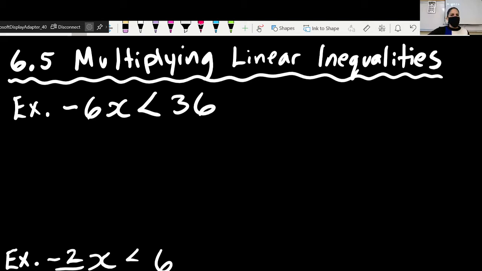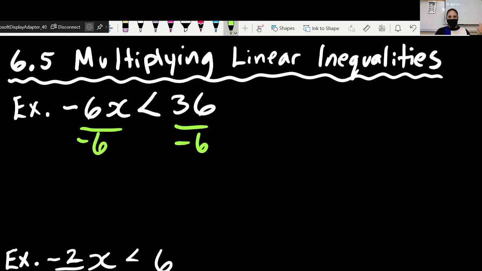We've done lots of questions like this where we had an equal to sign. So the only difference is that now I have negative 6x is less than 36. You tell me, what would I do in order to isolate the x and get it by itself? Good. So we want to divide both sides by negative 6. That's our first move, right?